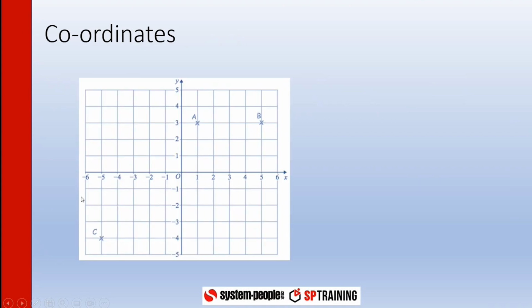If you notice here, we've got an x-axis which goes along the bottom and a y-axis that goes up and down. And we've got the origin, which is 0, going up to 5 and then going down to -5, the same with the x-axis as well.